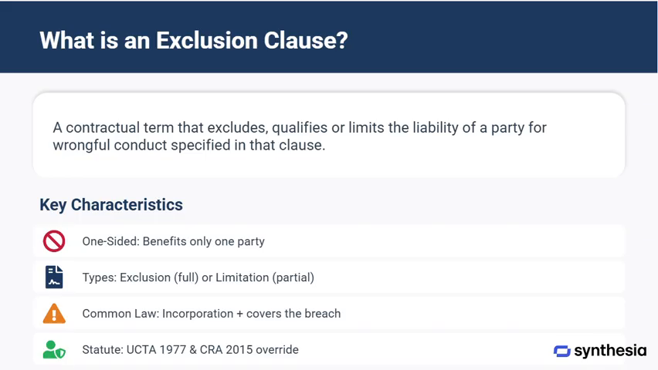Remember the three hurdles for every problem question. 1. Incorporation. 2. Construction. 3. Statutory rules, UCTA and CRA. Focus on these and memorize key cases and tests. Spend about 45 seconds on this slide.